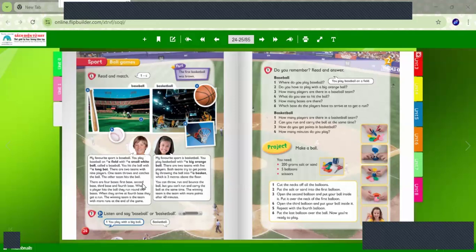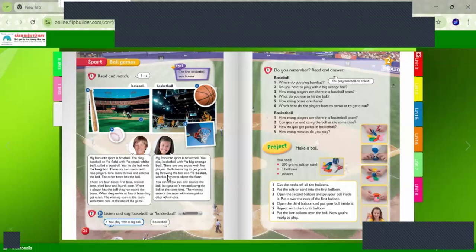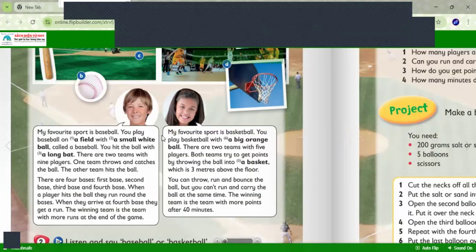Today is reading day. Today is also reading day. So we will read this paragraph first, and after that we will look at the picture and match. So when you do reading, please remember the words that are in bold.